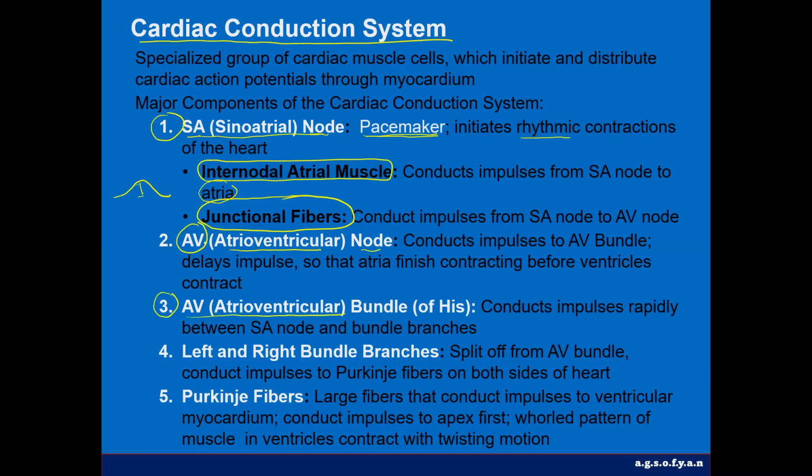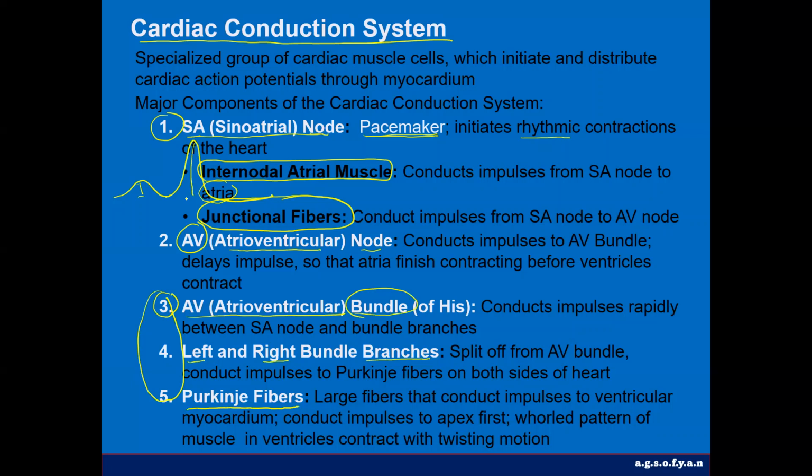From the AV node, the impulses will be sent to the ventricles, going to the atrioventricular bundle. These impulses will be spread into the left and right bundle branches, the ones that go to the left and right ventricles, and then go to the smaller fibers called the Purkinje fibers. And then the ventricle will contract. It is a strong contraction.